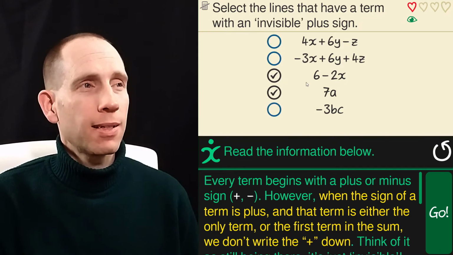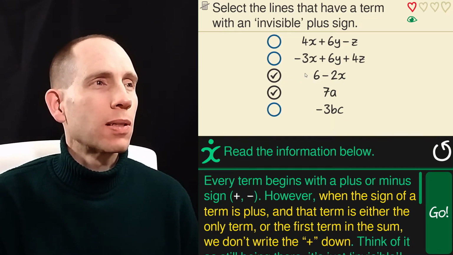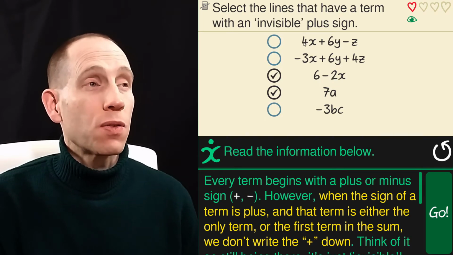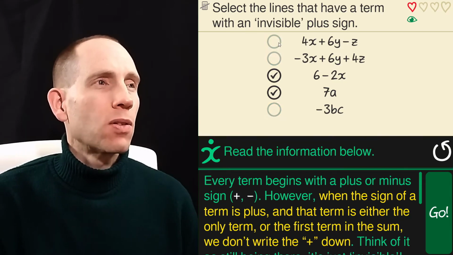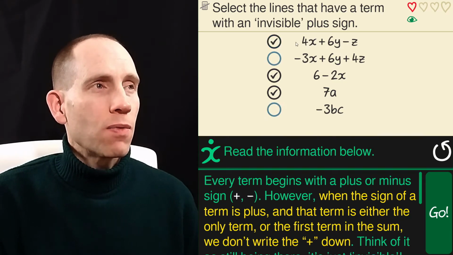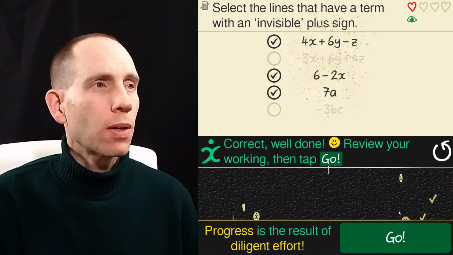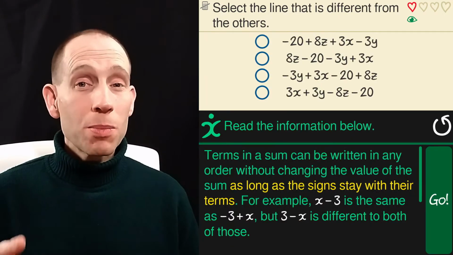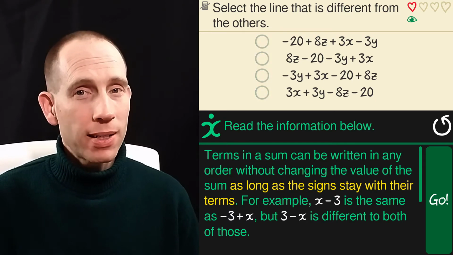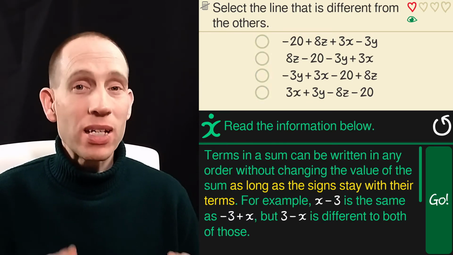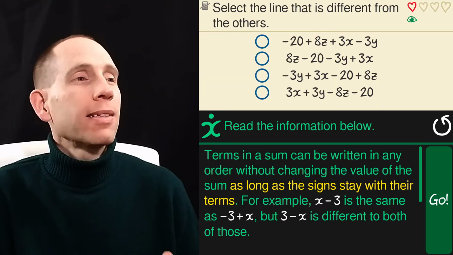That's a plus 6 minus 2x, two terms, and the 6 should have an invisible plus sign. And then this one starts with a plus 4x term, an invisible plus 4x, and then plus 6y minus z. There's three terms in that expression. So there's a visible plus sign there, and here, and here. Okay. So terms in a sum can be written in any order as long as you keep the plus or minus signs with the terms they belong to. Remember, each plus or minus sign is the beginning of a new term. It's got to stay stuck with that term.